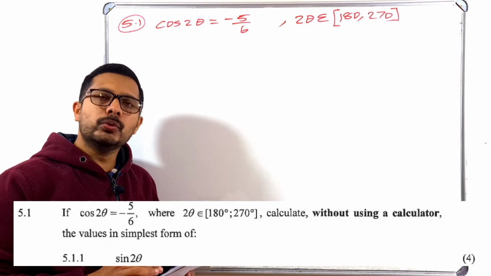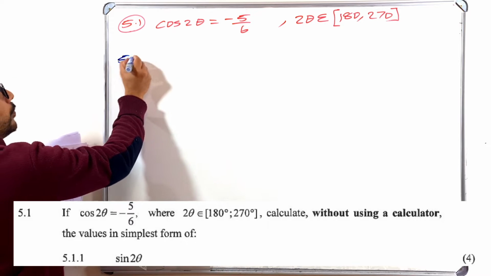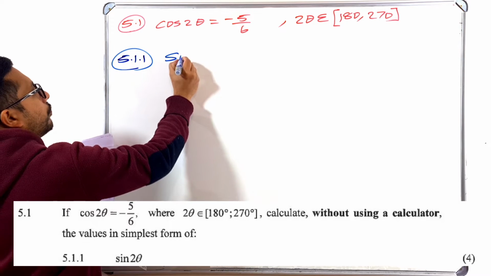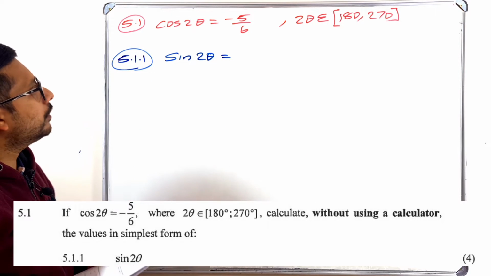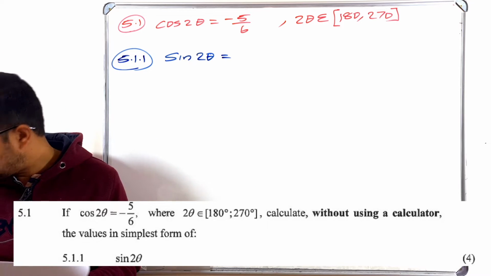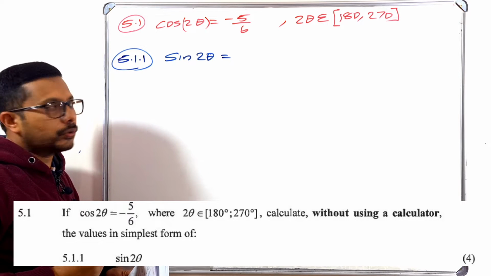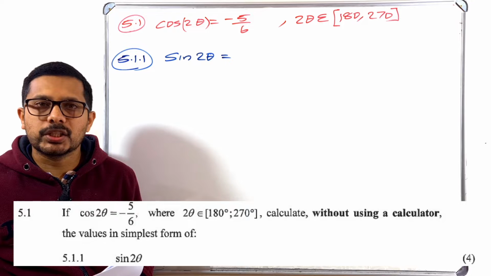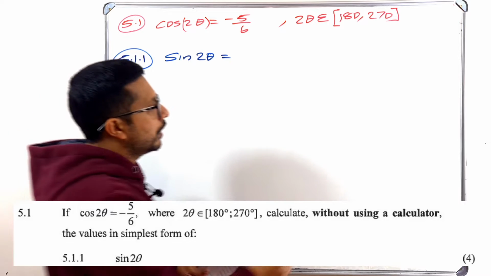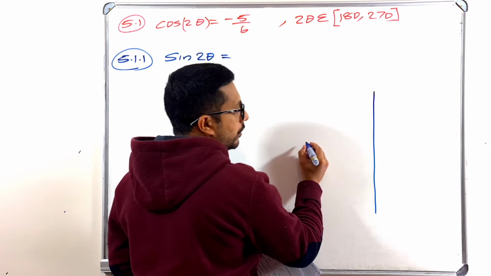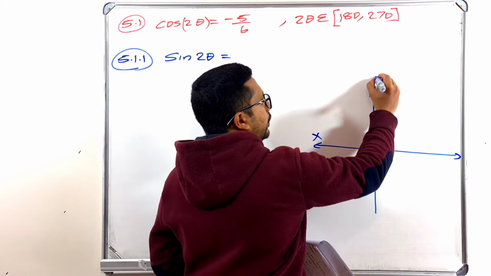5.1.1: sine of 2 theta. This is what you want to find. So what is the angle in the given equation? 2 theta is the angle. So you have to draw a Cartesian plane showing this minus 5 over 6. Let's try to draw that Cartesian plane. Here this is the y-axis and this one is the x-axis.